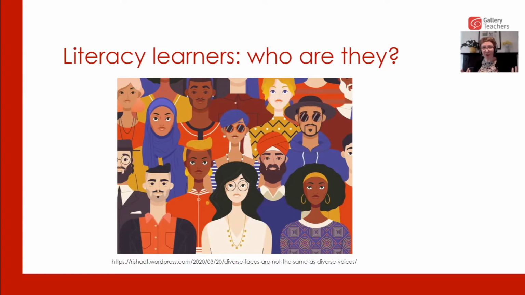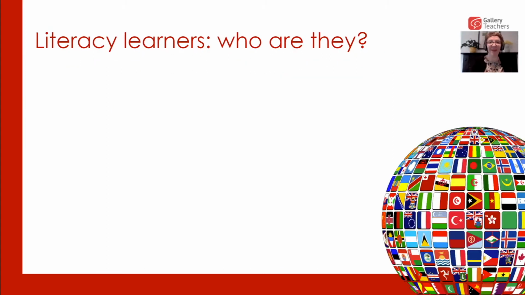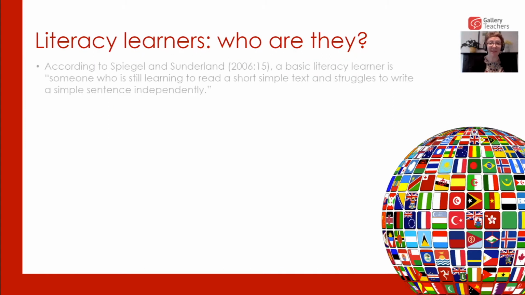And I don't know about you, but I think that's a fairly tricky question to answer. And there's a good reason for this. Now, if we look at the very basic definition of literacy learners, we'll think about people who are struggling to read short, simple texts, and who are also struggling to write short and simple sentences. So this is our basic definition of who a basic literacy learner can be. And this is looking at their reading and writing skills.